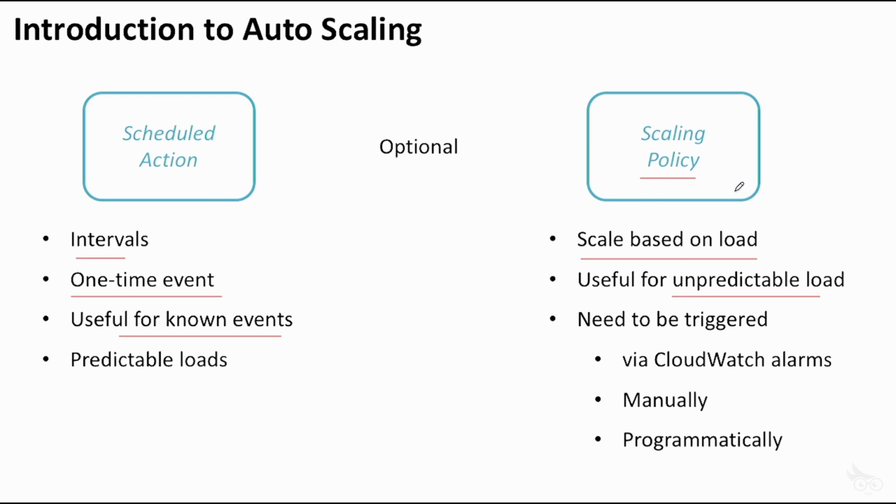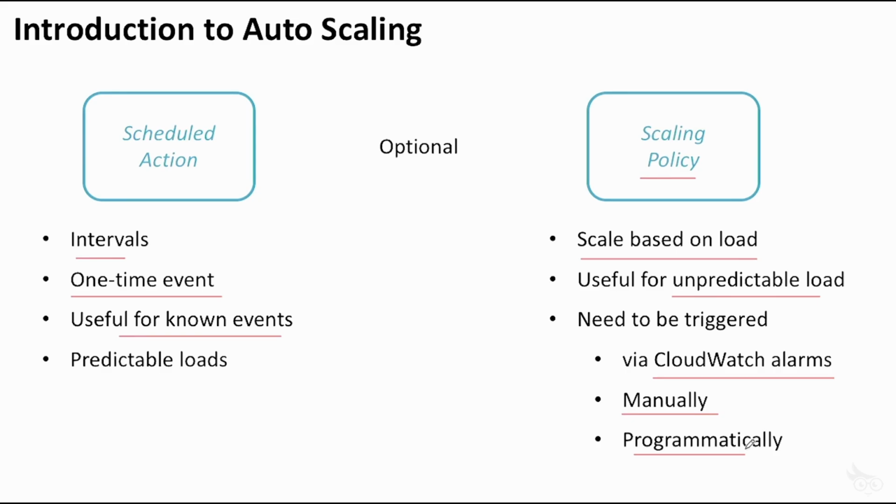Now, a scaling policy has to be triggered by something. We could trigger it via a CloudWatch alarm. We could trigger it manually, which is what we might call the push button approach. You just go into the console and say trigger and allow the scaling policy to do what it does. We could do it programmatically, perhaps even from within our own application.